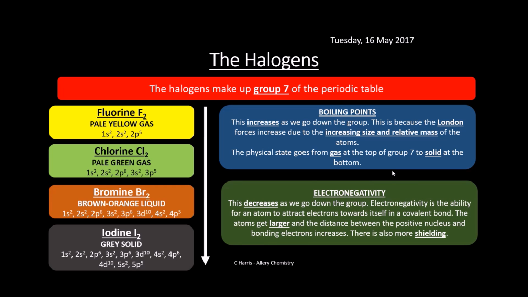Electronegativity decreases as we go down the group. Remember, electronegativity is the ability for an atom to attract electrons towards itself in a covalent bond. And as we go down the group, the atoms get much bigger, and the distance between the positive nucleus and the bonding electrons increases. And so obviously we've got more shielding as well between the positive nucleus and the outer electrons. So this means that the ability to pull electrons towards itself is much reduced in iodine compared to fluorine. So fluorine is a lot more electronegative.